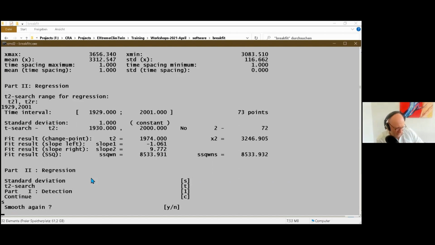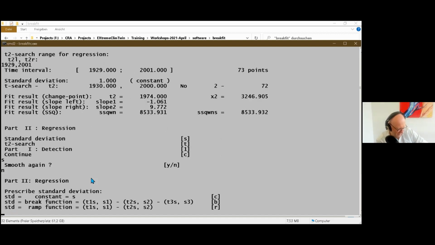And now I don't want to smooth, no. And now I'm being asked for the value and the shape of the curve of the standard deviation, and I take again a constant, Z. So here is what you can type in: Z, B, or R. You can also prescribe a break model or a ramp model for this time-dependent variability. I press a Z and enter.